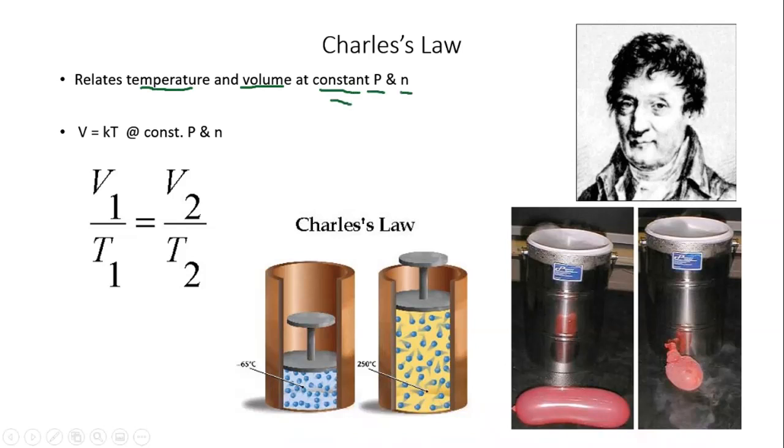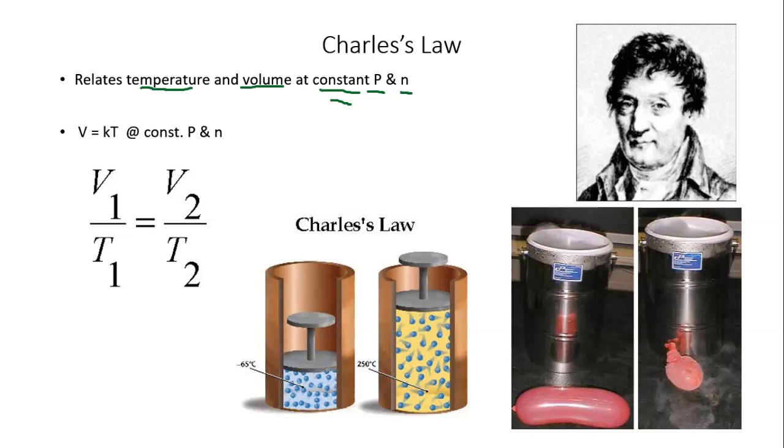And you may ask, well, how do I know in a problem if it's at constant pressure and moles? The way you would know this is either A, it doesn't mention anything about the pressure or moles. B, it could be that it says it's, for example, in a sealed container. So if it's in a sealed container, the moles is constant. Or C, it could just say at the end of the problem, it's at constant pressure.